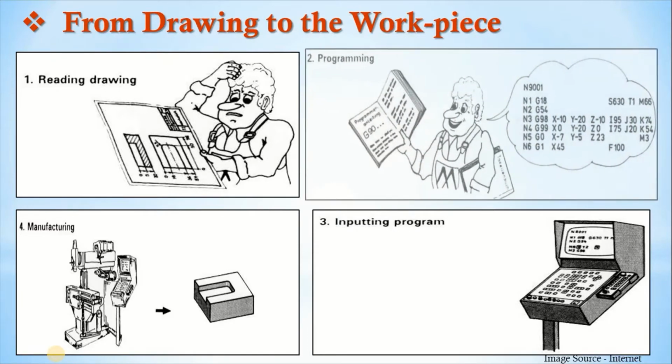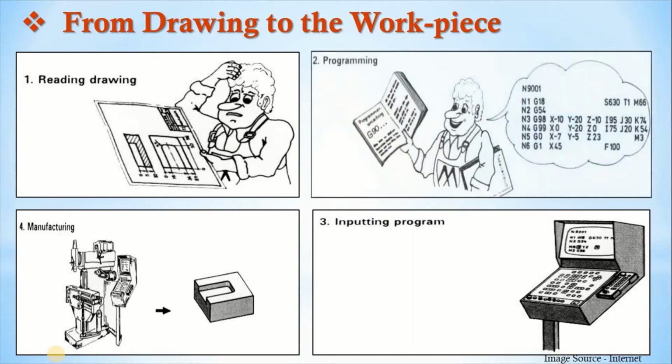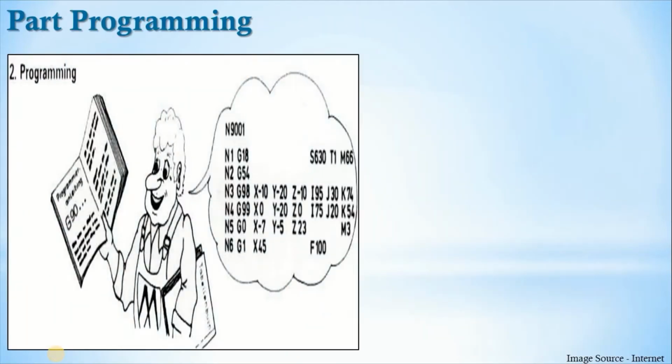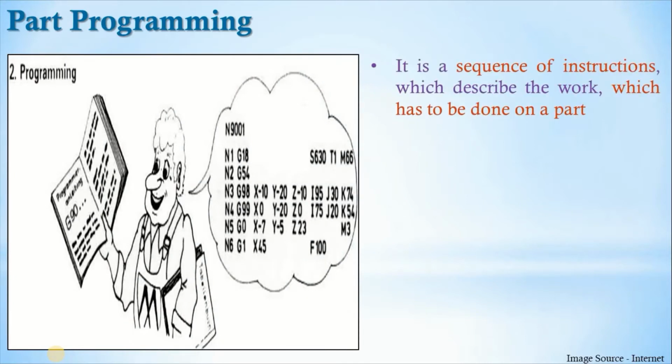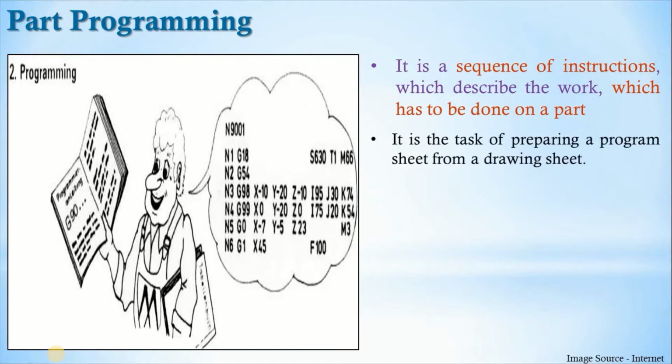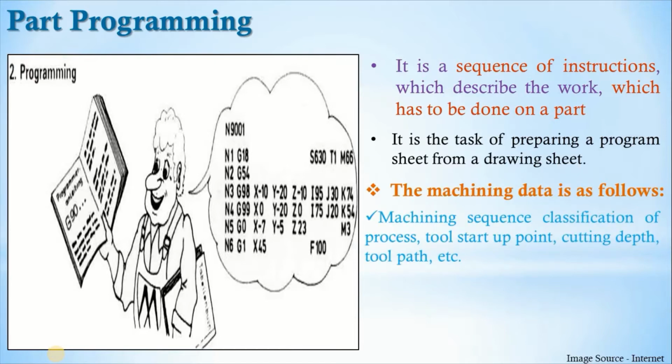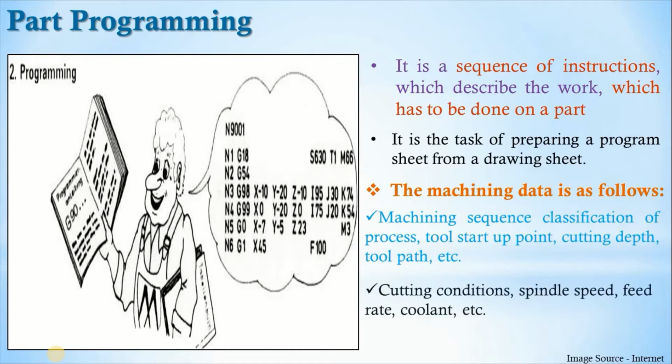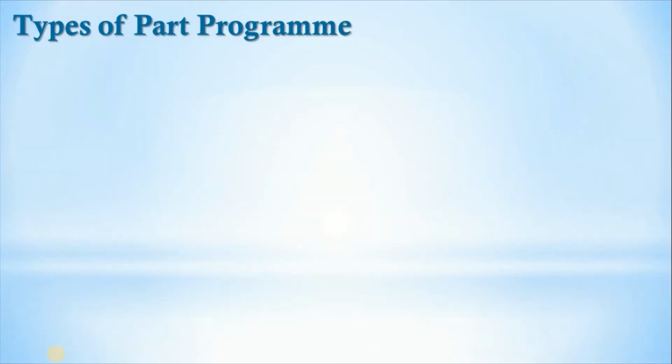In today's session we are going to see what the types of programming are. Part programming is nothing but a sequence of instructions which describe the work to be done on the part. It is the task of preparing a program sheet from the drawing sheet. Machining data includes the machining sequence, classification of process, tool start-up point, cutting data, tool path, etc. Cutting conditions include spindle speed, feed rate, coolant, etc. Then there is the selection of cutting tools.